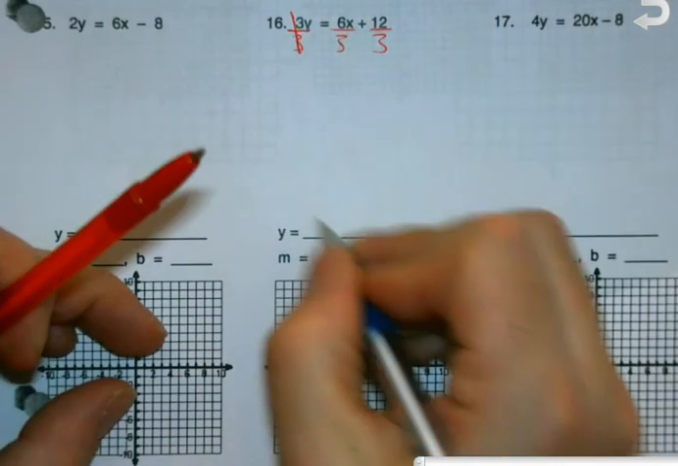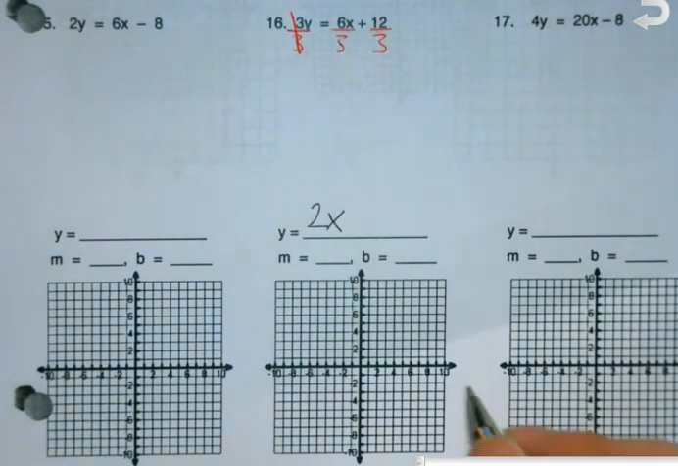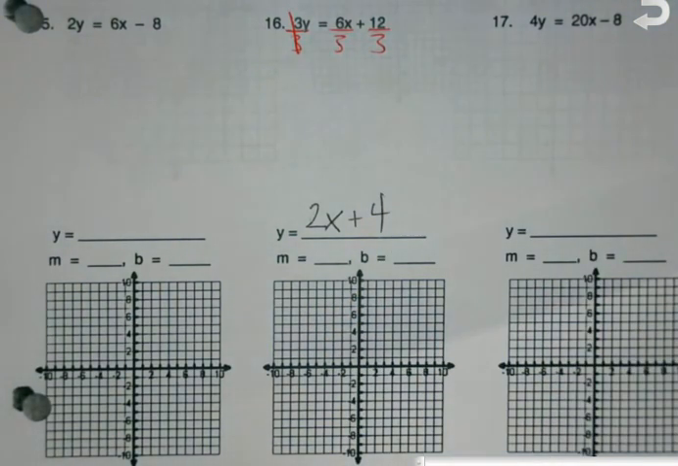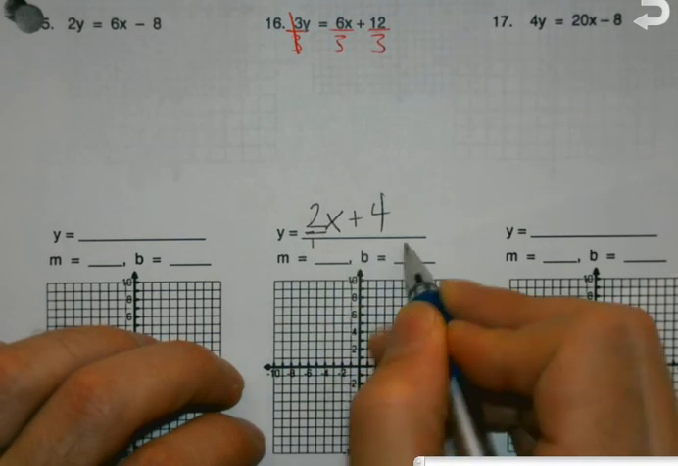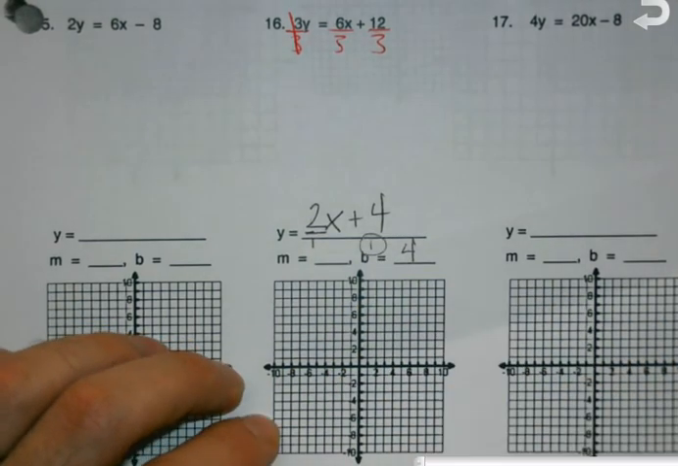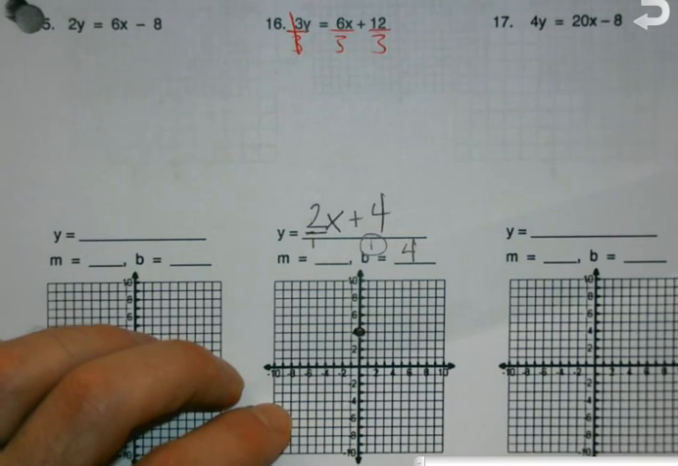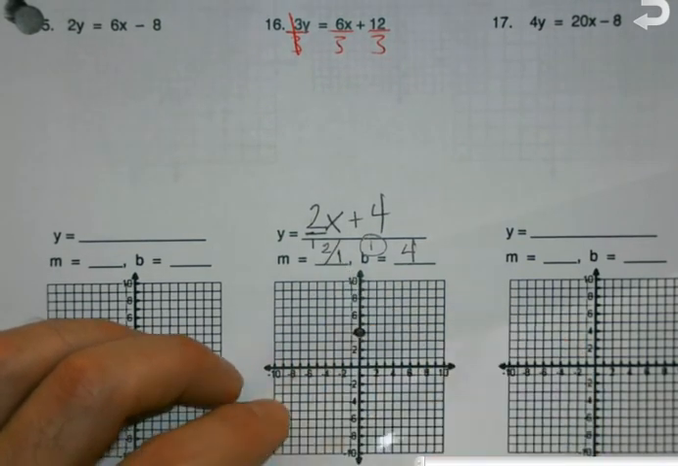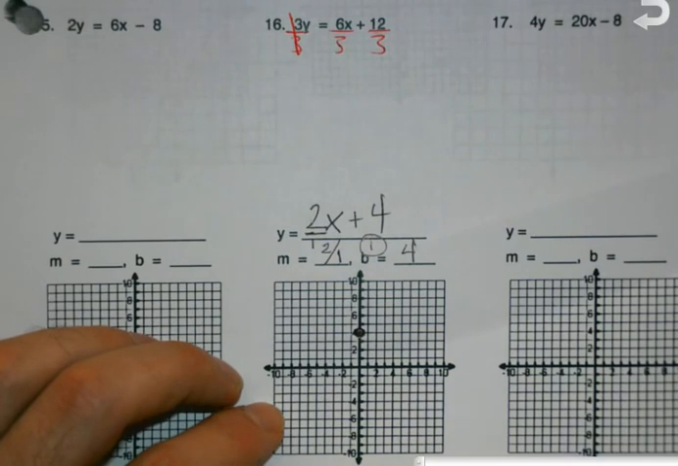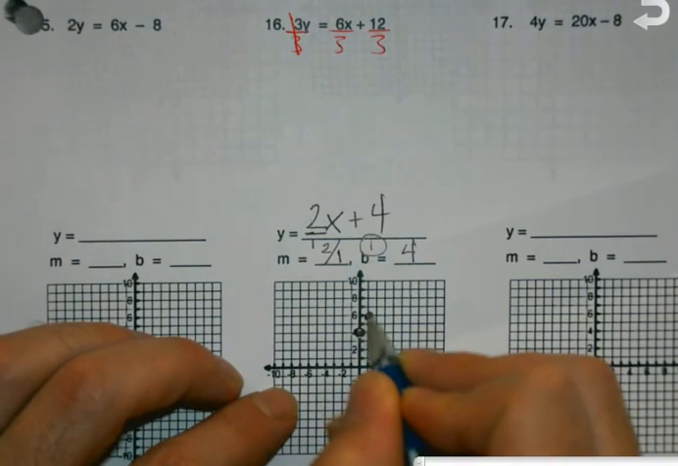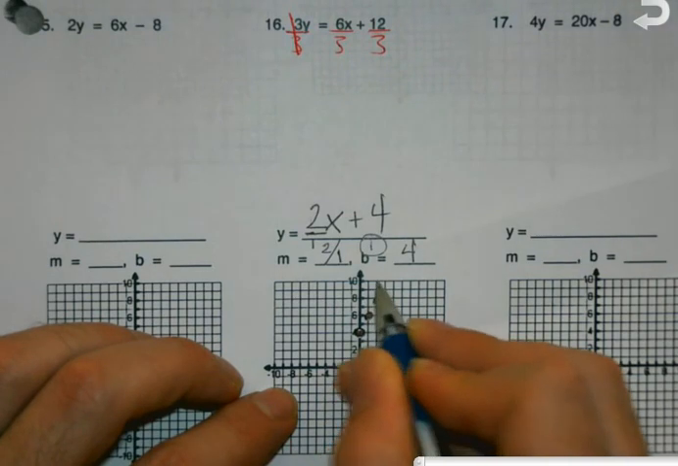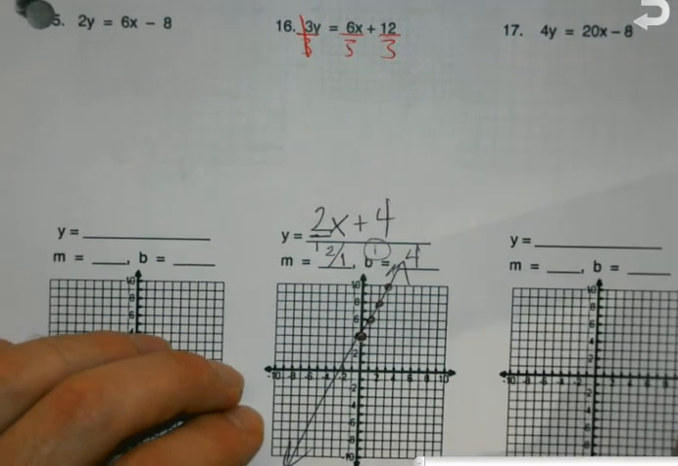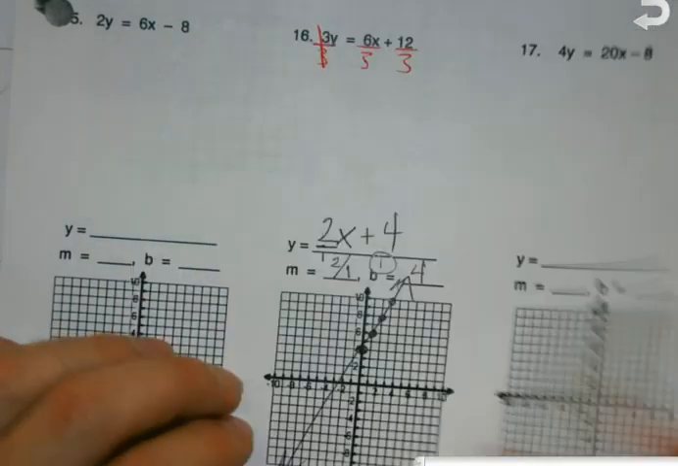So 6 divided by 3 is 2, so 2x. 12 divided by 3 is 4. My y-intercept is positive 4, so I'll go up 4 and put a dot. Then my m is 2 over 1. Again, I want it to be a fraction. So I go up 2 and right 1. Now I'm going to go dot crazy here because I want my line to be nice. And that's basically all we're up to in here.